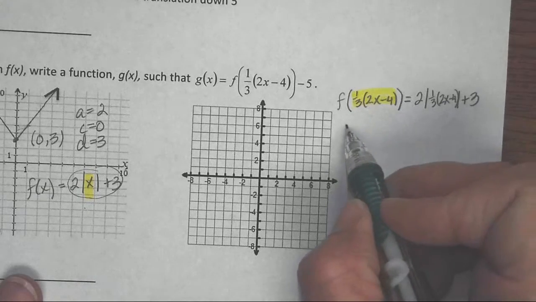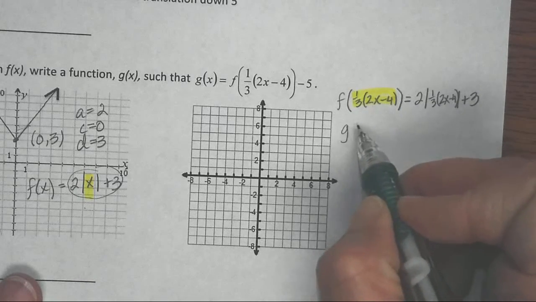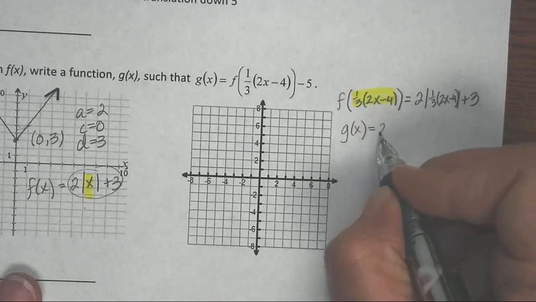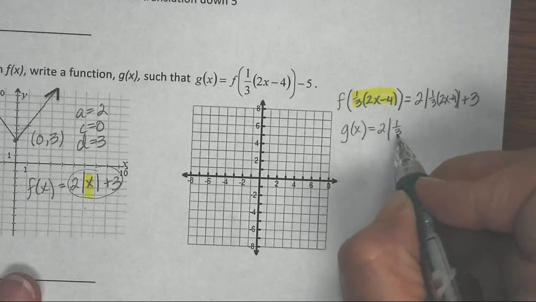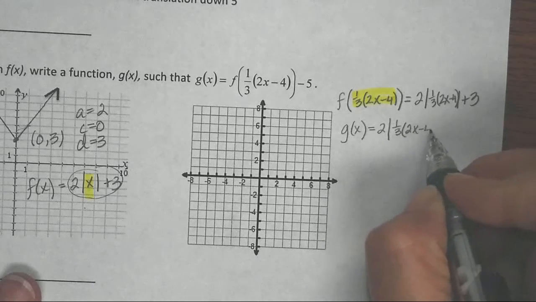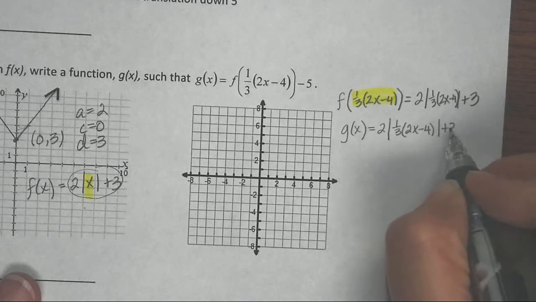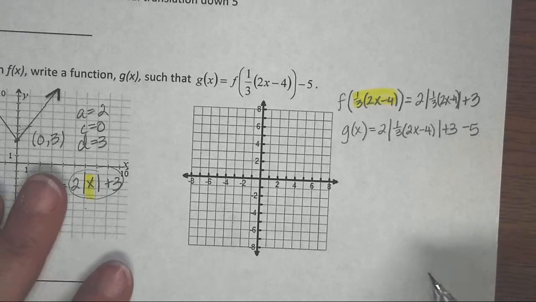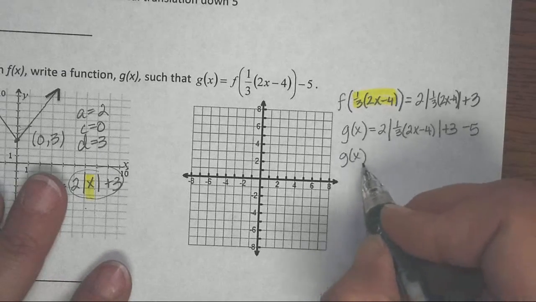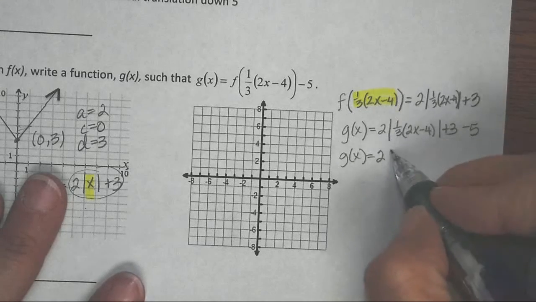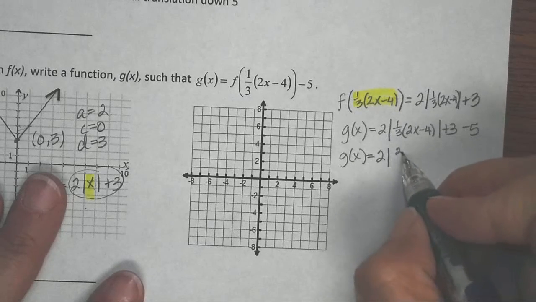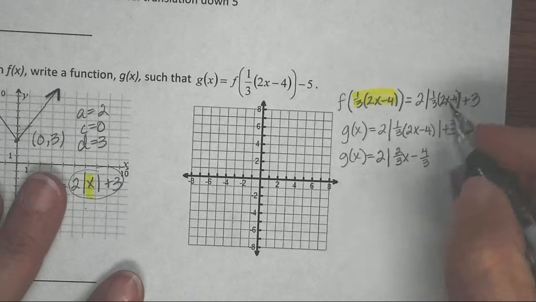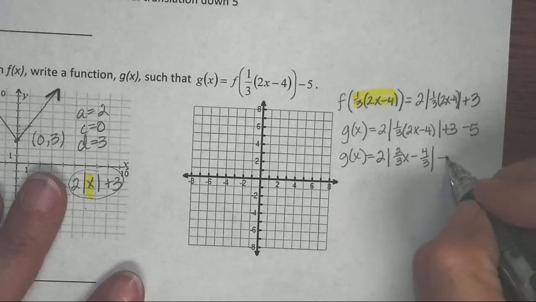So I come back here to g of x, and g of x is this mess, which is 2 times the absolute value of 1/3 times (2x minus 4) plus 3, minus 5. So let's do some simplifying here. I've got g of x is equal to 2 times the absolute value of, let's do 2/3 x minus 4/3, minus 2.